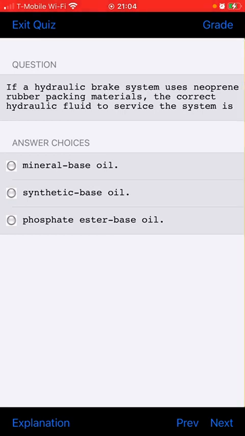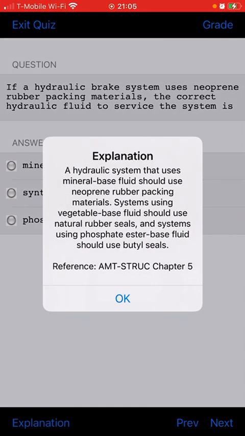If the hydraulic brake system used neoprene rubber packing material, the correct hydraulic fluid to service the system is... no, the hydraulic brake system used neoprene rubber. What are you asking us? The correct hydraulic fluid to service the system. Let's not guess. Let's figure it out.